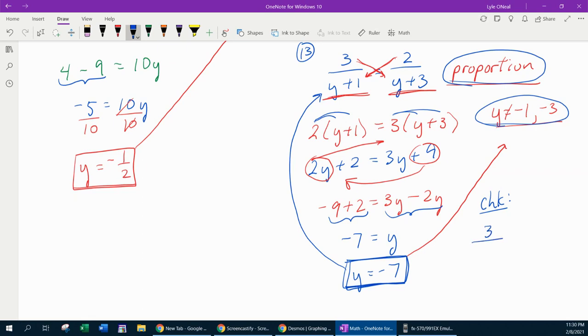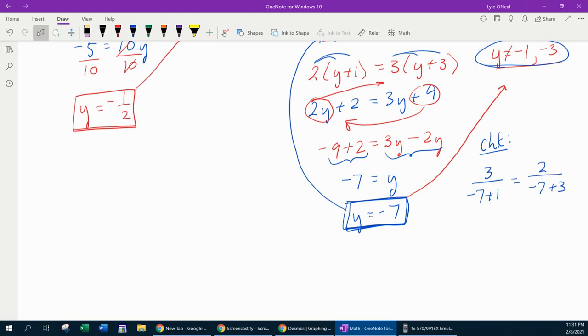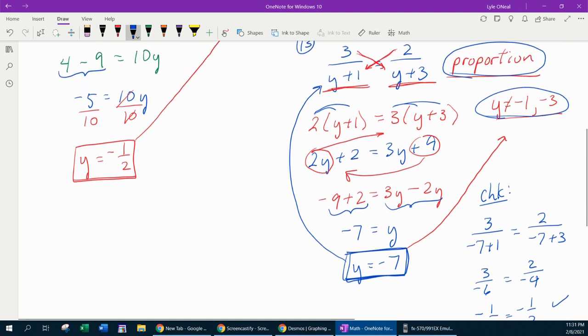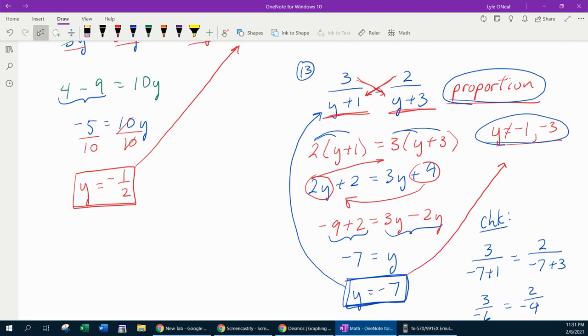So doing that would give me 3 over negative 7 plus 1 equals 2 over negative 7 plus 3. And if that's really the solution, I should have equality. So in the denominator, negative 7 plus 1 is negative 6. 3 over negative 6 is negative half. For the other fraction, negative 7 plus 3 is negative 4. And 2 over negative 4 is negative half. And so that verifies that negative 7 is absolutely correct for this equation.